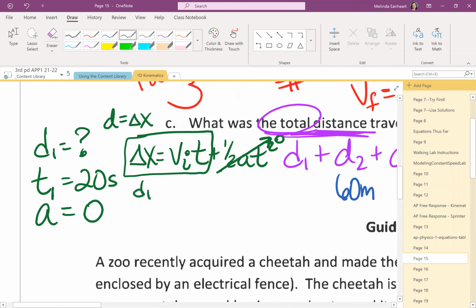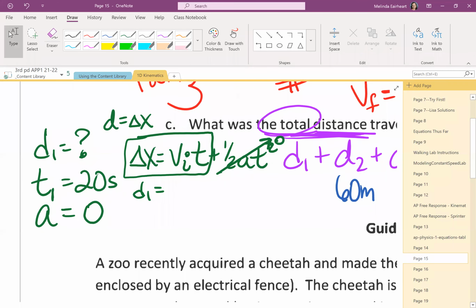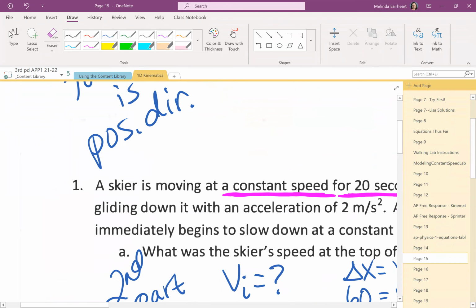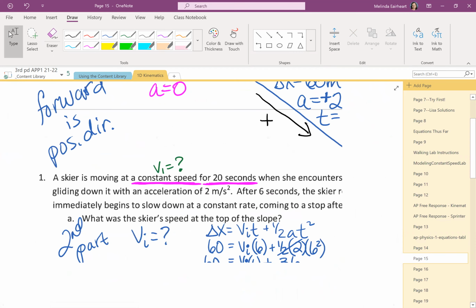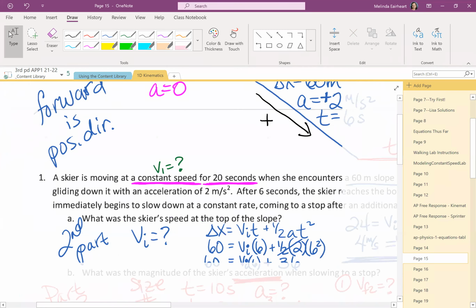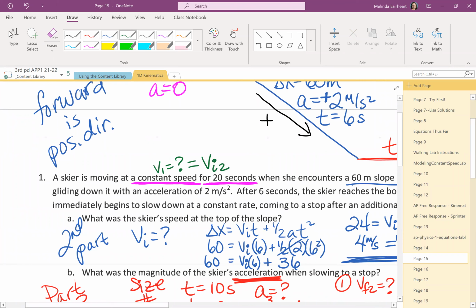And so to find D1, wait, do I know the initial velocity of part 1? They didn't tell me that. How am I going to know the velocity of part 1? Constant speed. It's a constant speed. Does that mean it's 0? No, it's the same speed when we started part 2. There we go. So the velocity of part 1 is constant. It equals the initial velocity of part 2.